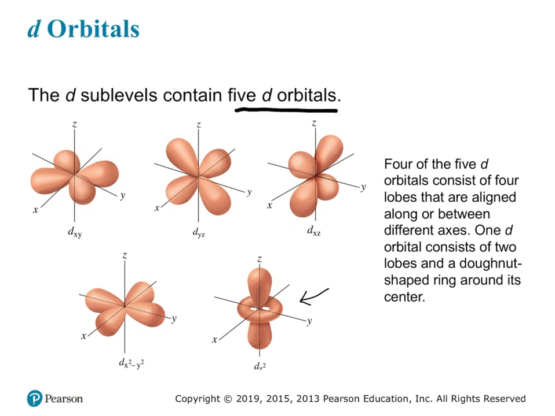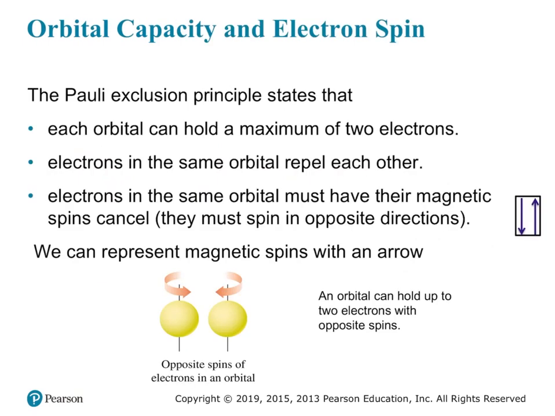And then F orbitals are even stranger. They're like 8-leaf clovers, so I won't even show you that because it's beyond what we're going to do in this class. Okay, so one last thing.